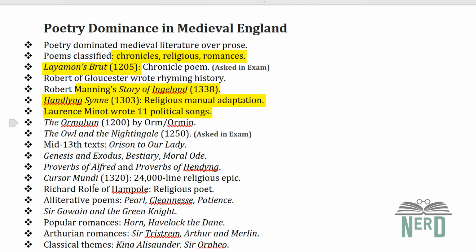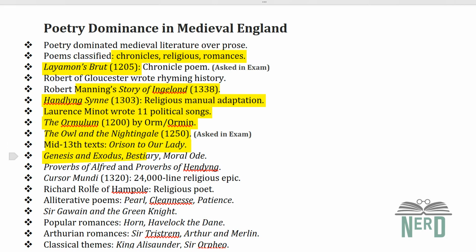Next comes religious and didactic poetry, the largest group. Much of it was imitative and extremely long. A key text here is the Ormulum, written around 1200 by Orm or Ormin. Then we have the lively debate poem, The Owl and the Nightingale, from about 1250, attributed to Nicholas of Guildford. Pause here, this one has been asked in exam.